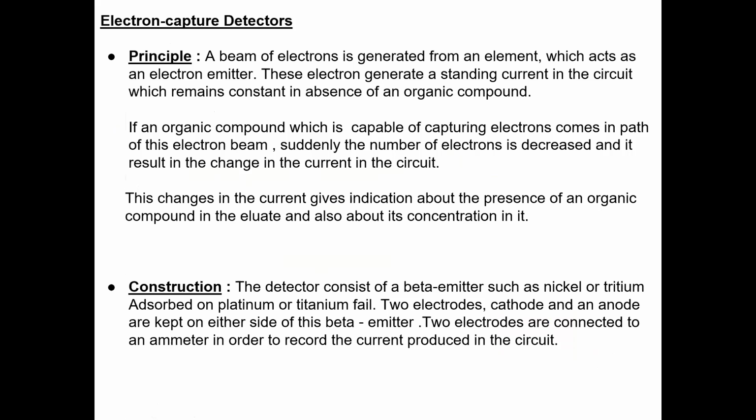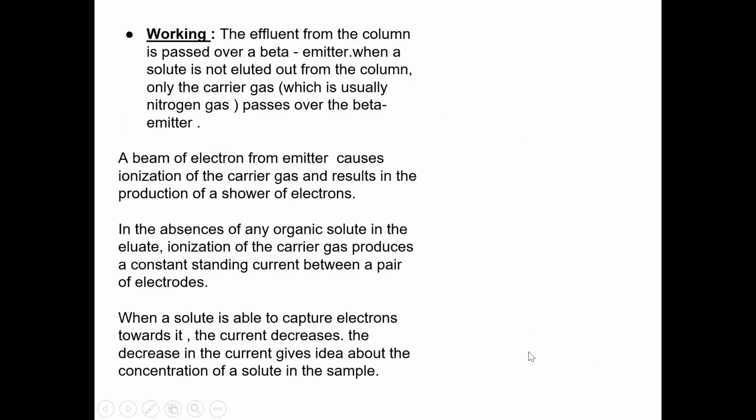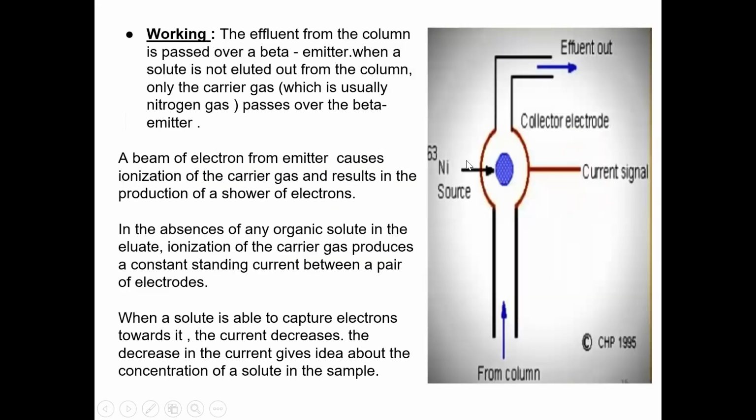Next, electron capture detector. It contains electron emitter. The electron emitter is a beta emitter, such as nickel or tritium, which is adsorbed on the platinum or titanium foil. 2 electrodes, cathode and anode, are kept on either side of the beta emitter. 2 electrodes are connected to an ammeter to record the current produced in the circuit. The effluent from the column is passed over the beta emitter. So the effluent contains both carrier gas and the sample.